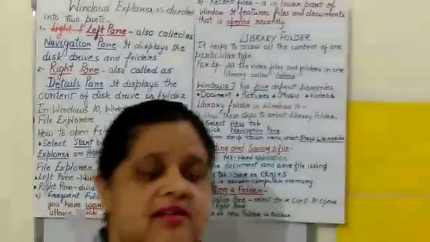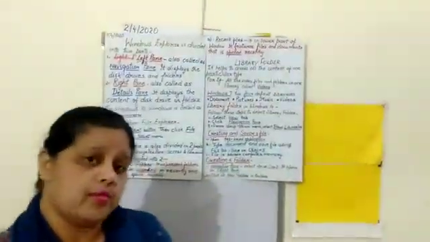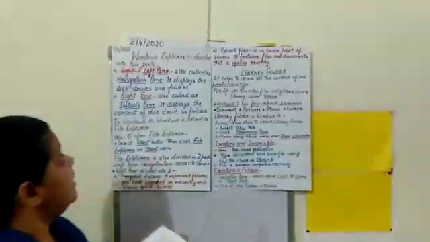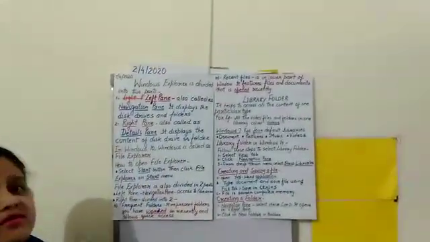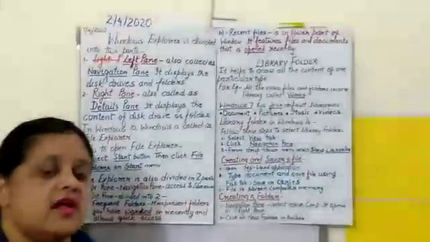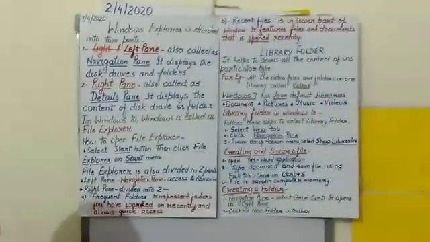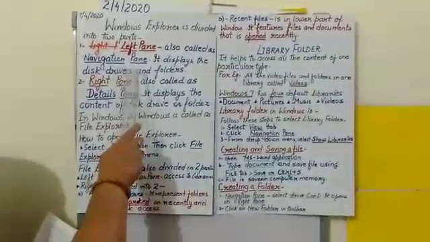This left pane, that is the left side of your screen when you open Windows Explorer, displays the disk drives and folders. Whatever disk drives are there are shown in the left pane, and that is also called the navigation pane.